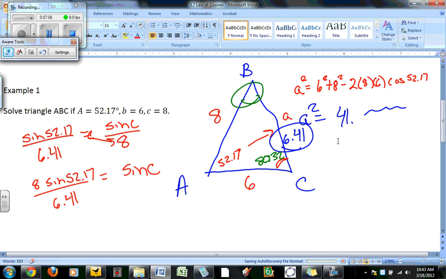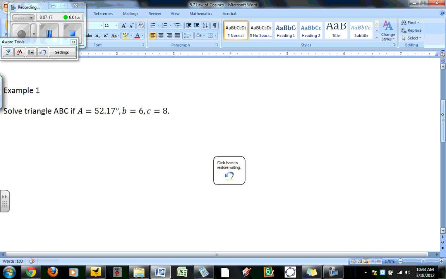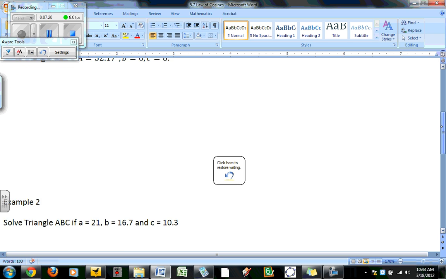We can subtract from 180. So we can go 180 minus 52.17 minus 80.32 and so forth. So that's solving the triangle. We're not given a right triangle, and we can still solve that triangle.